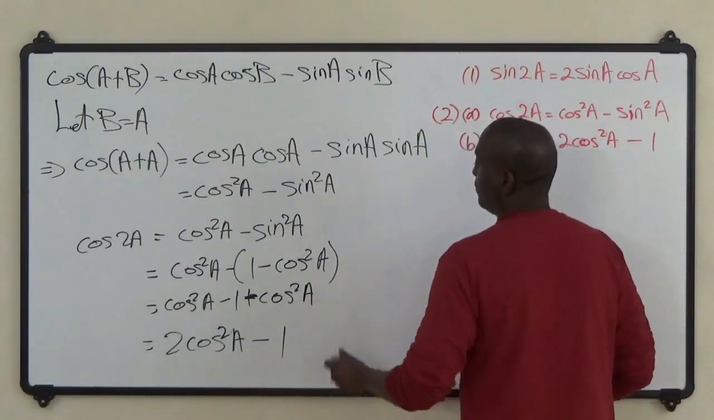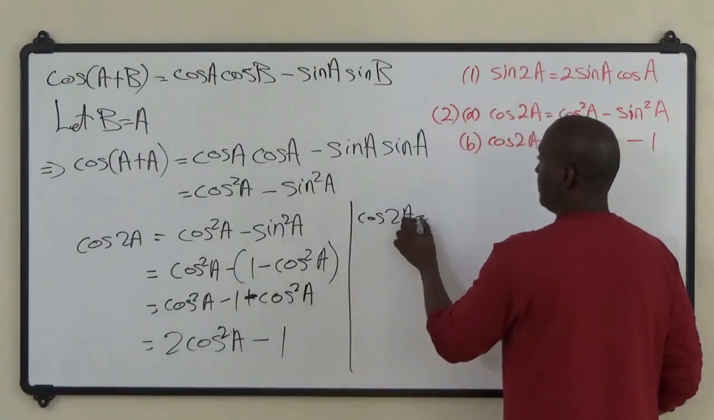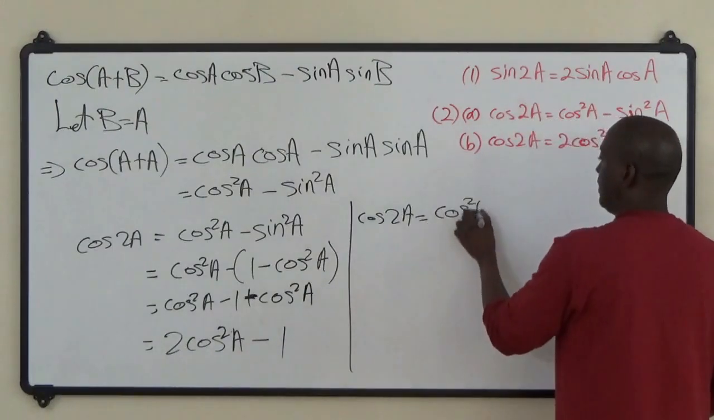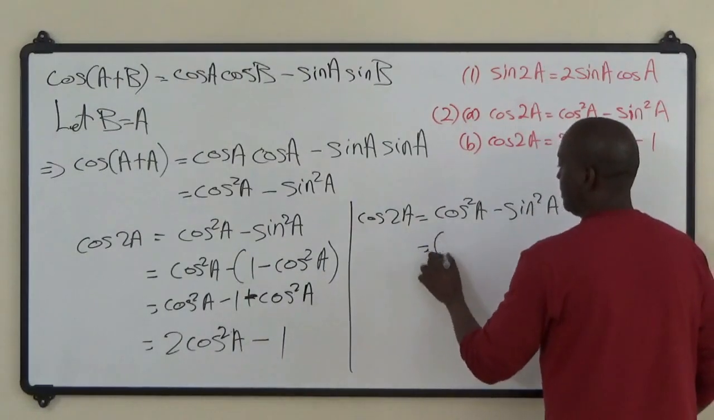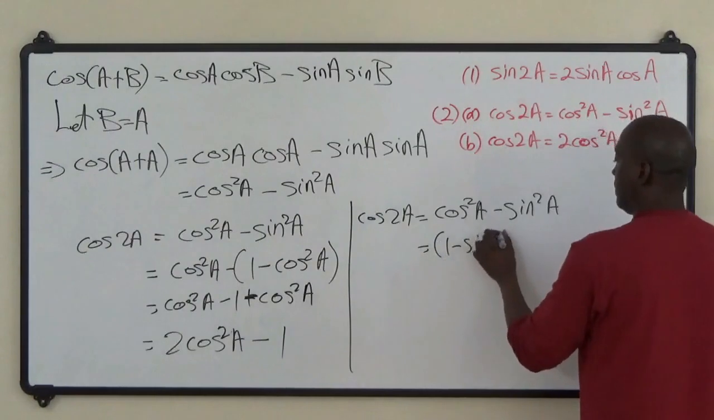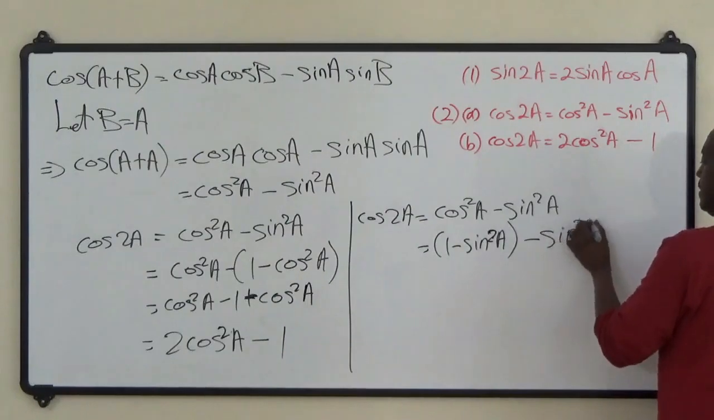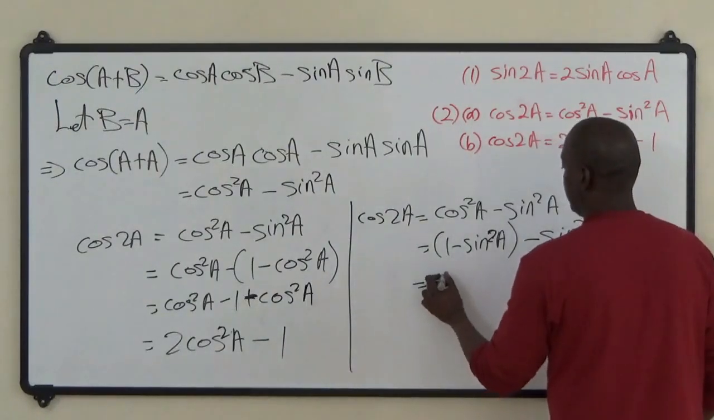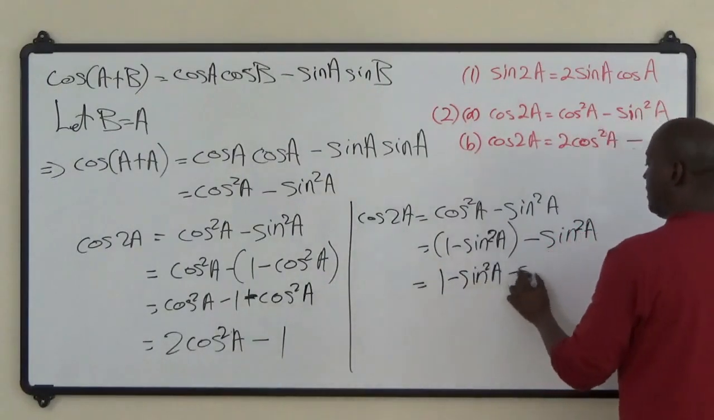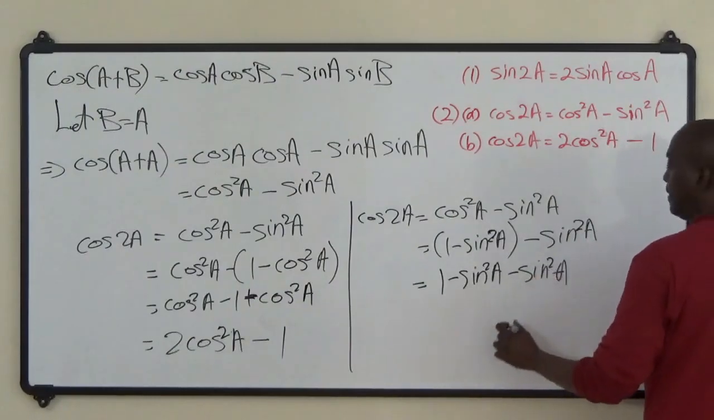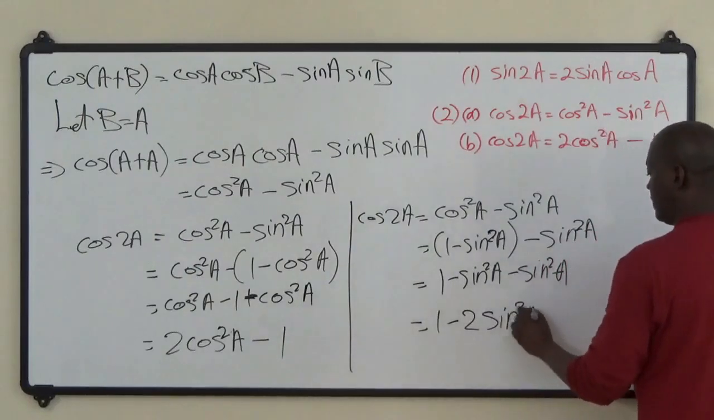All right? So we could say then that cos 2a is equal to cos squared a minus sine squared a, which is the same thing as 1 minus sine squared a in brackets minus sine squared a, which is the same thing as, we move the brackets now, you get 1 minus sine squared a minus sine squared a, and you get 1 minus 2 sine squared a.